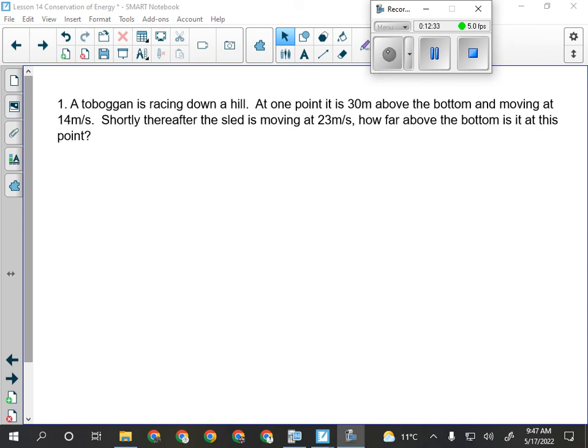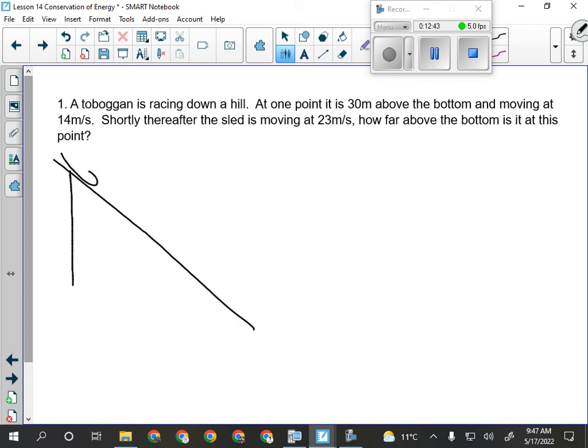All right, I'm not going to go through the whole thing. I'm just going to set it up a little bit here. So this is the situation we're dealing with. We got our toboggan, and at one point it's 30 meters above the bottom, and it's moving at 14 meters per second.